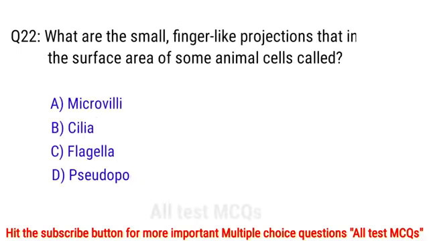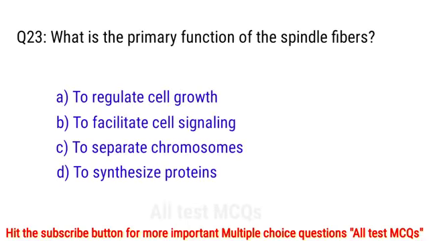Question number 22. What are the small finger-like projections that increase the surface area of some animal cells called? The right answer is option A. Microvilli. Question number 23. What is the primary function of the spindle fibers? The right answer is option C. To separate chromosomes.